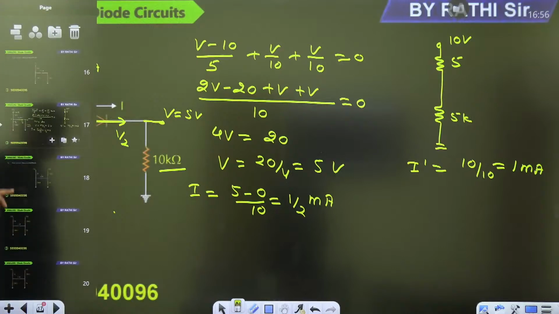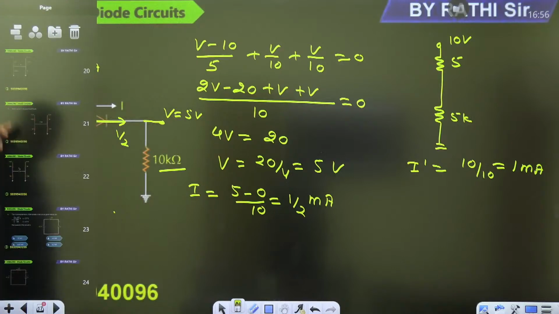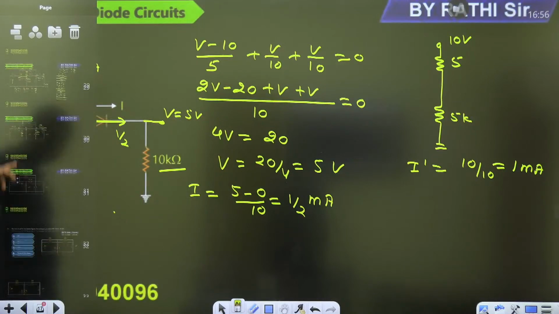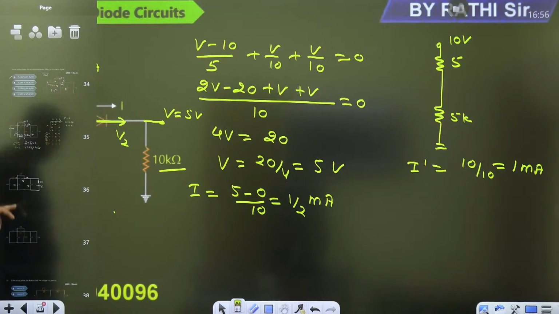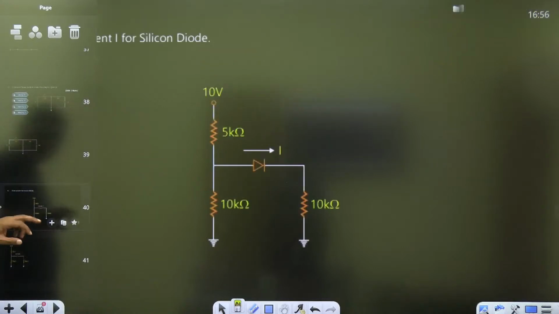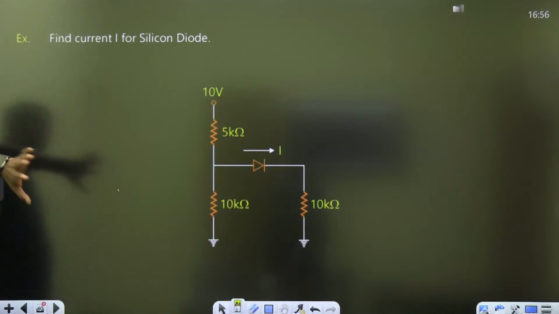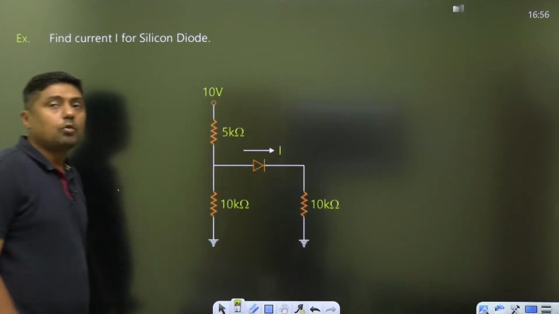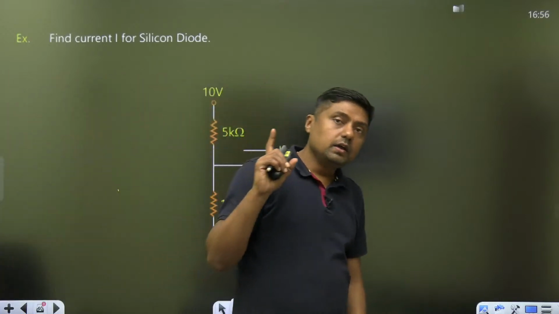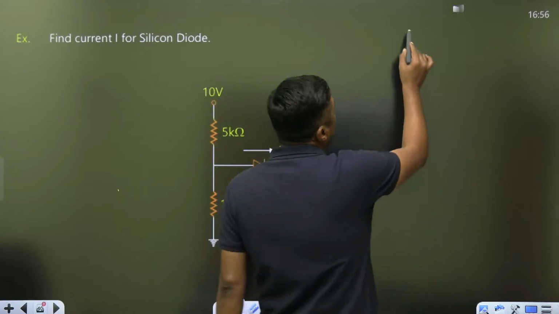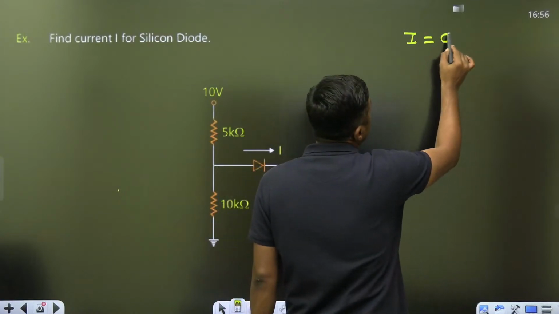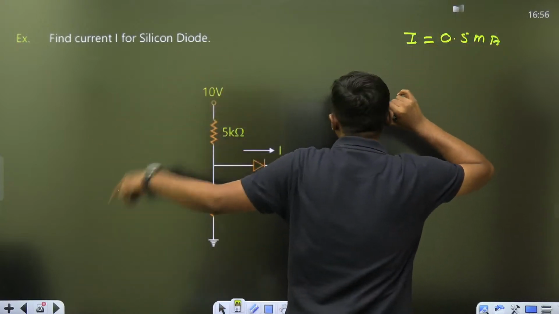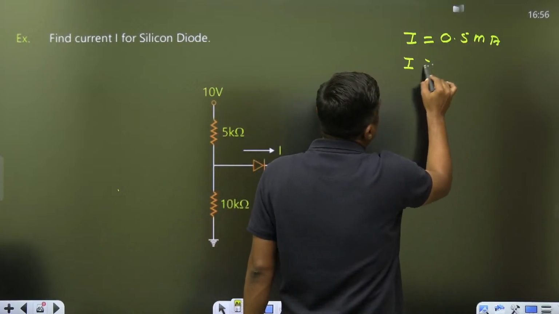Suppose in the same question, you are going to assume the diode is what? Silicon diode. Then what will be the change? Silicon diode. But for example, this is the case. Same question, everything is same, 10 kilo ohm, 10 kilo ohm, 10 volt, 5 kilo ohm. What about the current? Tell me. If the diode is ideal, I was 0.5 milliampere. If now I am going to use the silicon diode, what about the current? Greater than 0.5 ampere?